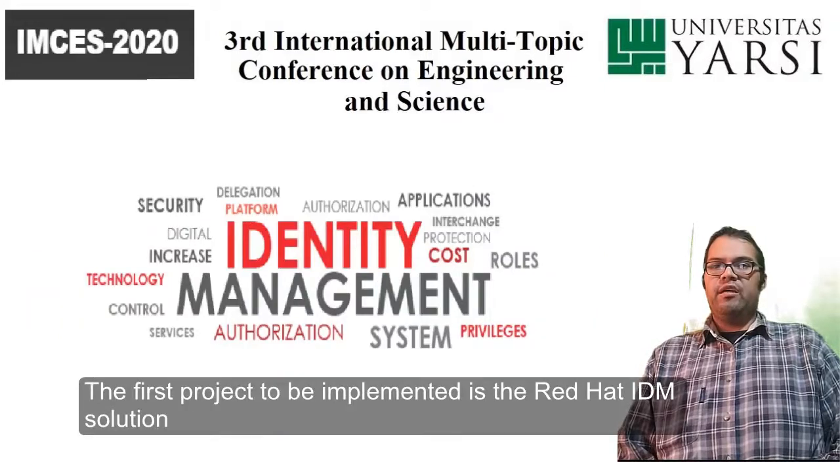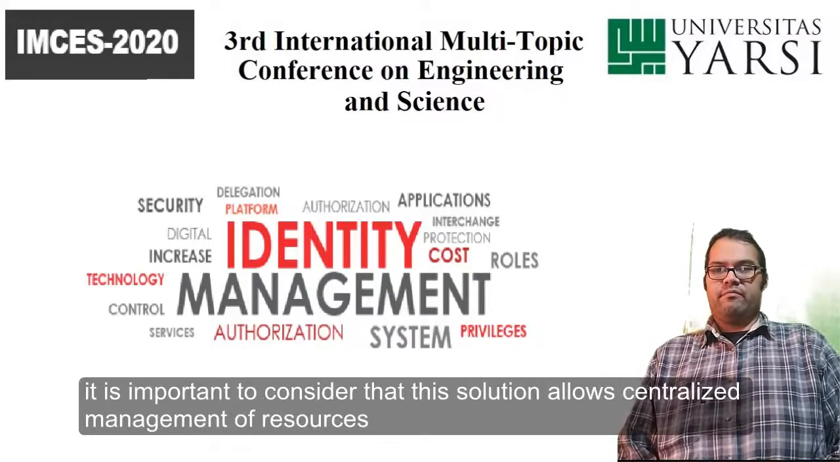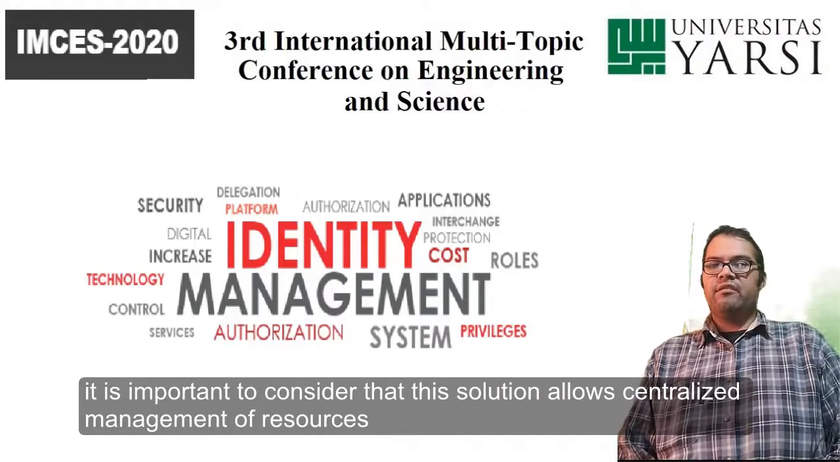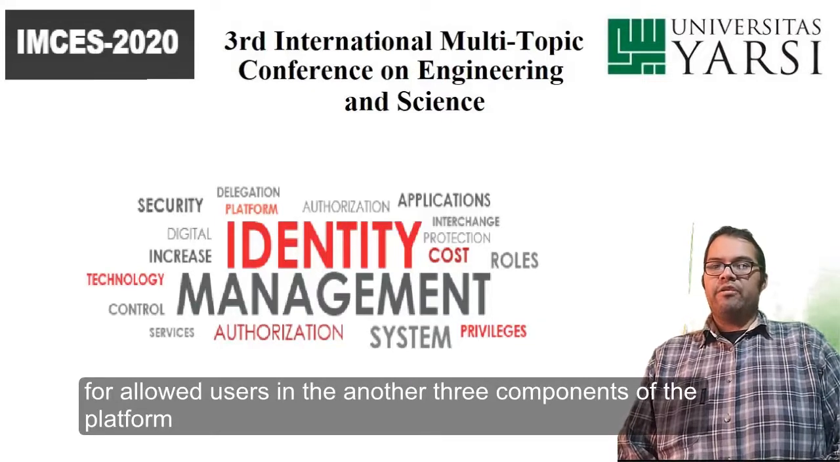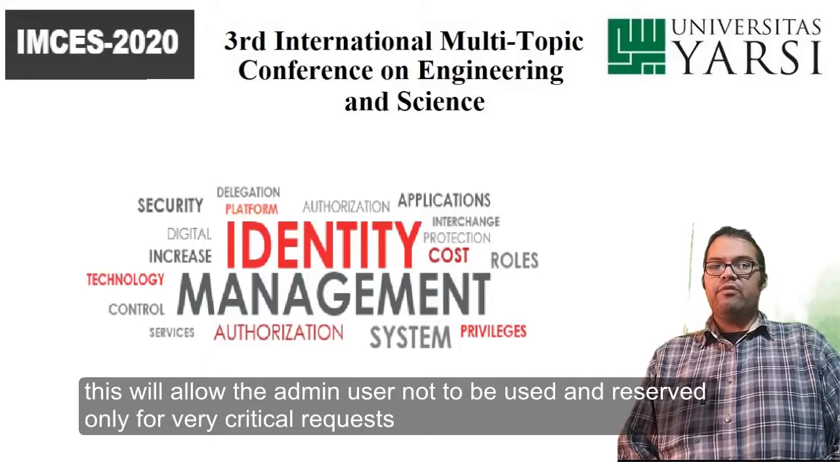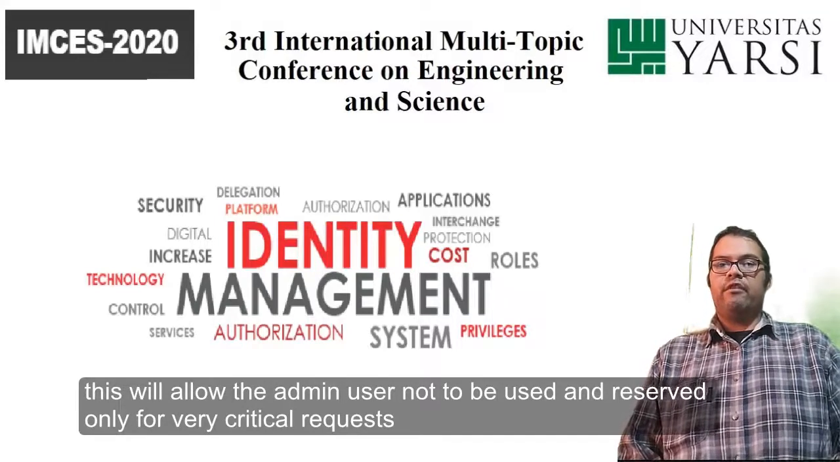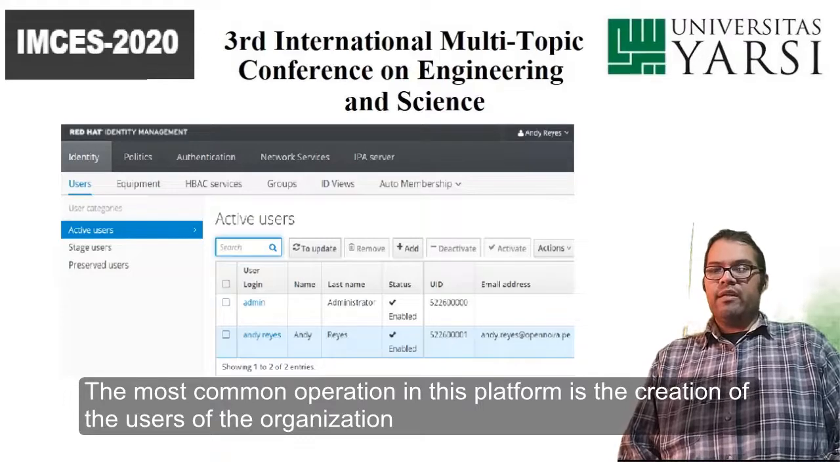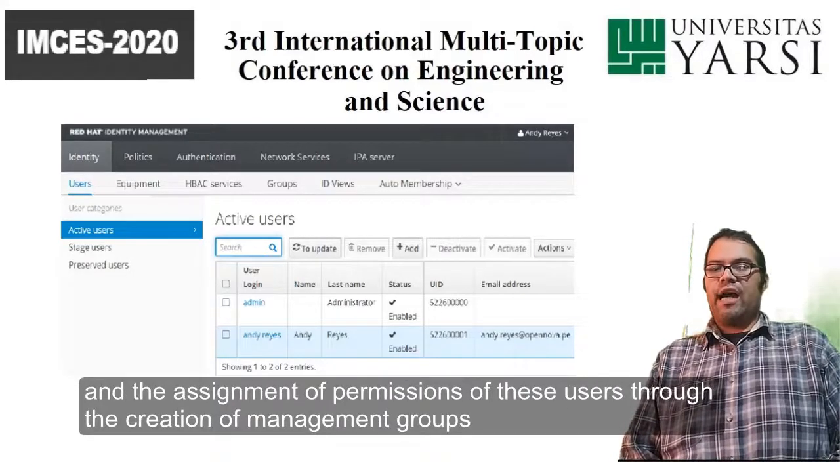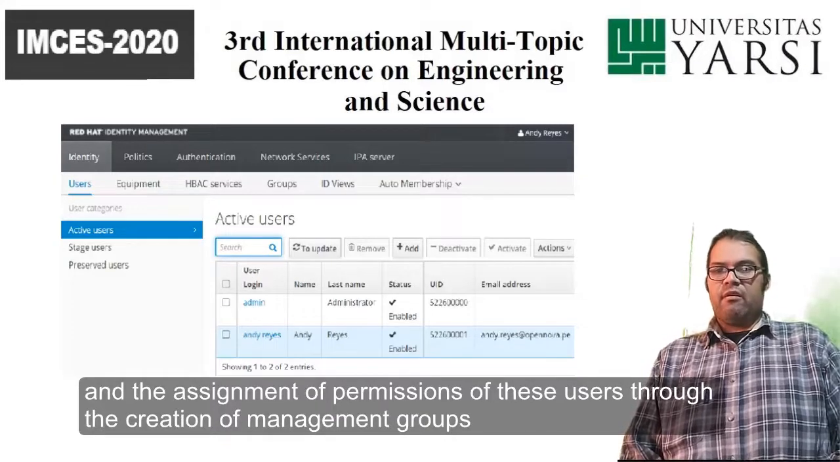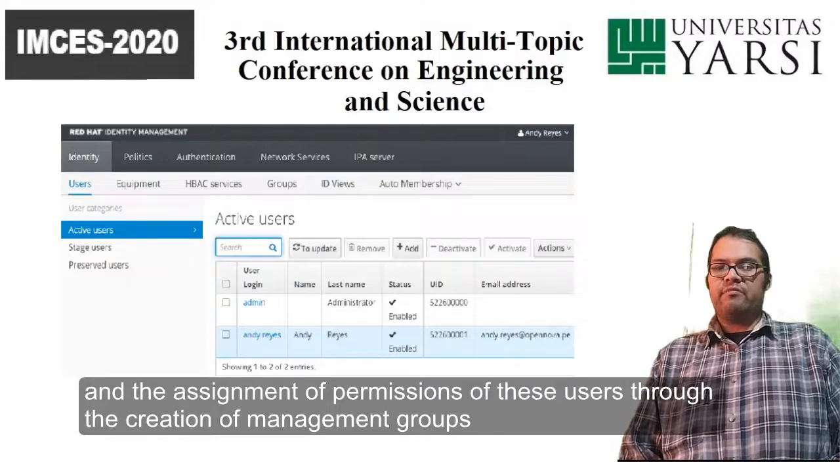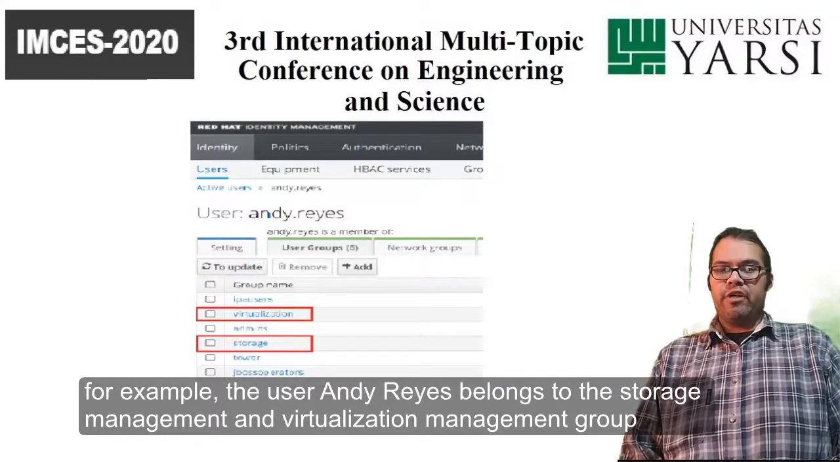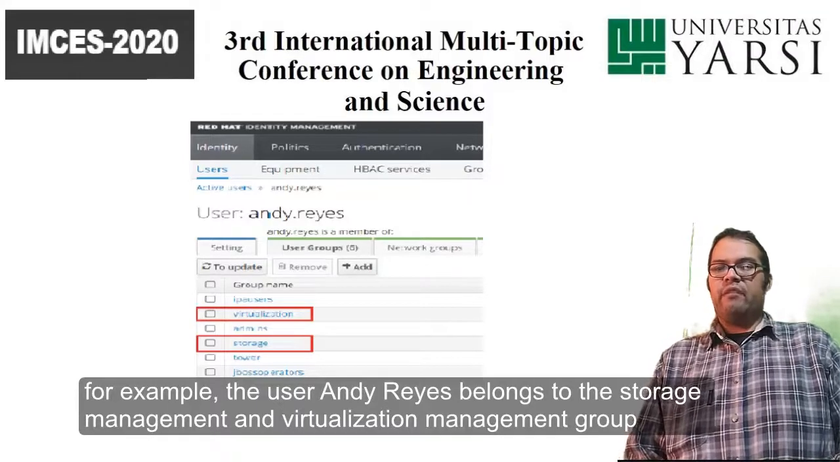The first project to be implemented is the Red Hat IDM solution. It's important to consider that this solution allows centralized management of resources for use in the other three components of the platform. This will allow the admin user to be reserved only for very critical requests. The most common operation in this platform is the creation of users of the organization and the assignment of permissions to these users through the creation of management groups. For example, the user Andy Reyes belongs to the storage management and virtualization management group.